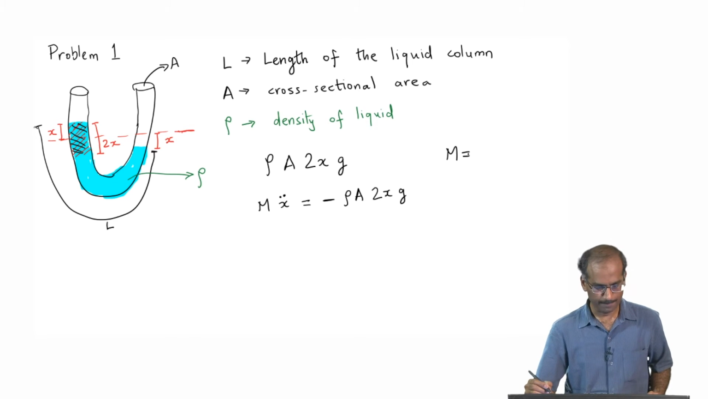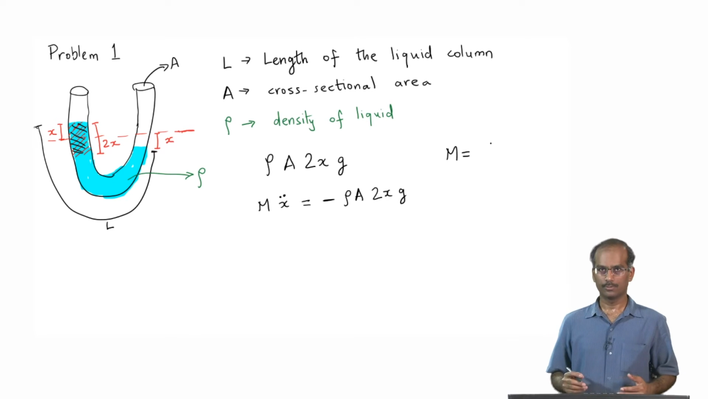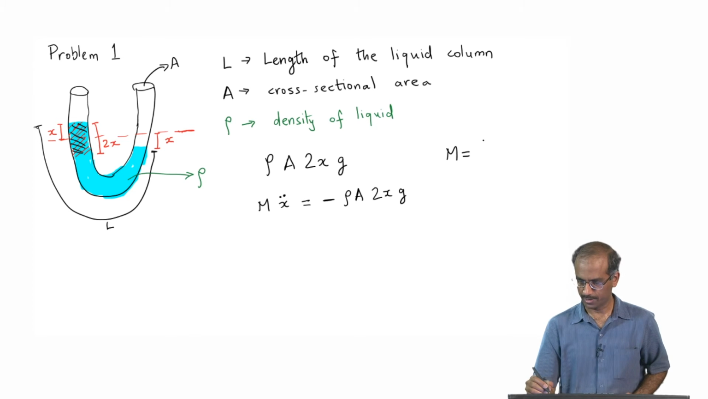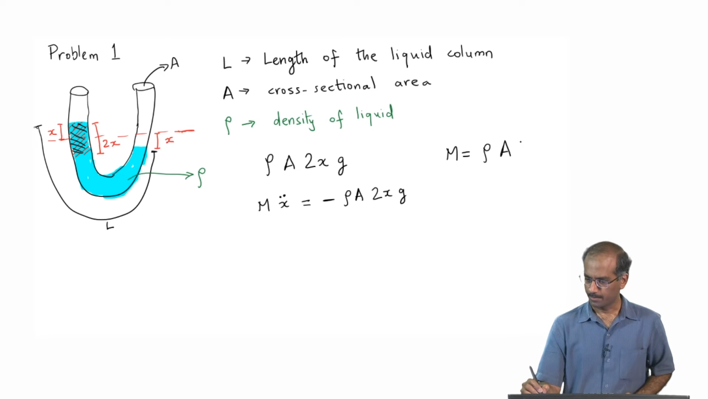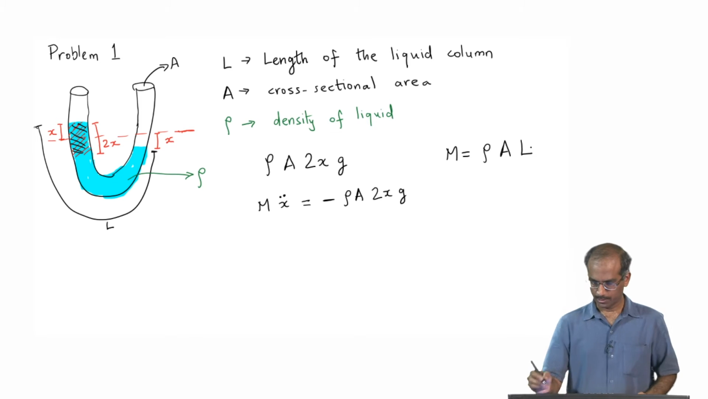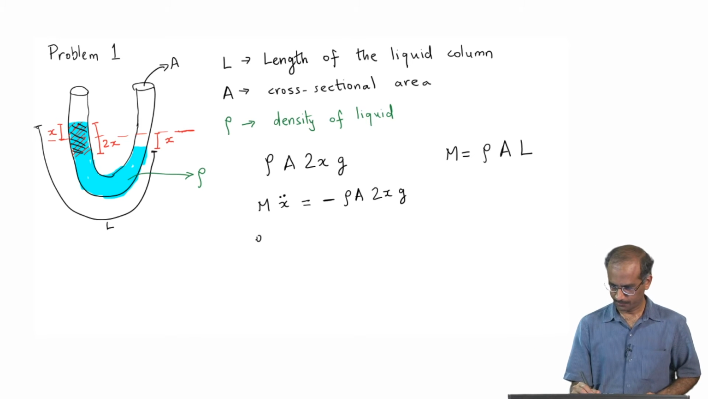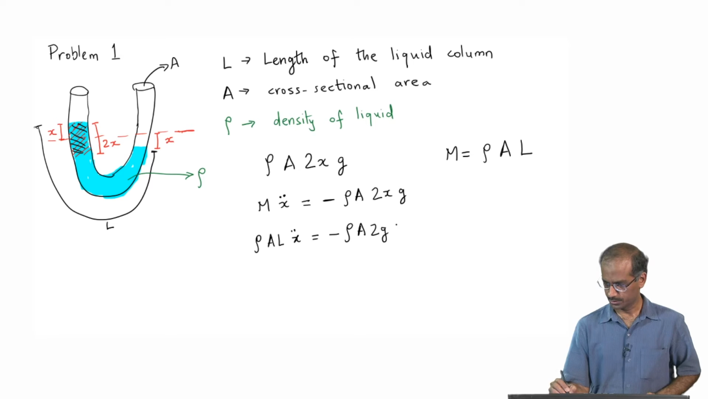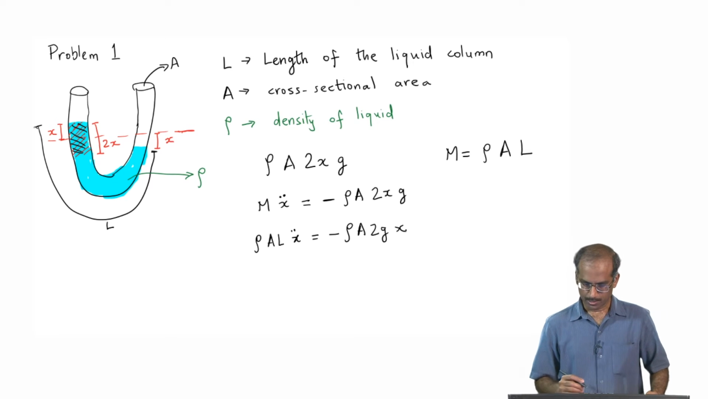So, the mass of the entire liquid that we have here would again be rho, which is the density, multiplied by the area of cross section, multiplied by the total length of the liquid column. So, if I substitute here, I have rho into A into L into x double dot is equal to minus rho A 2 g into x.